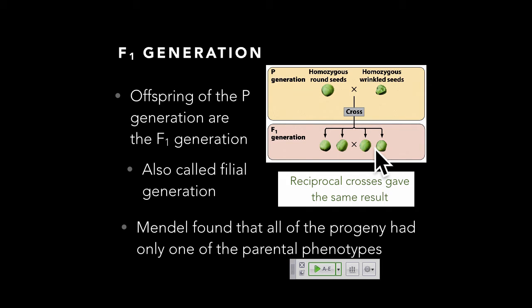Are they different? They're all the same. Okay, so that's the first thing you notice. He has these parents with two different phenotypes. He crosses them, and only one phenotype comes out. That's obviously what we're going to be calling the dominant.